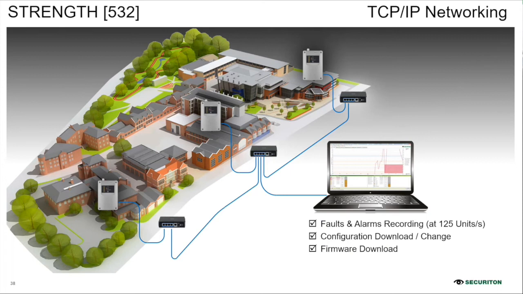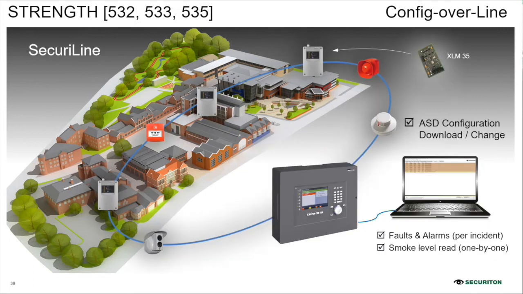Through TCP/IP, you can network 250 units. Configuration over line is also possible through our SecuriLine configuration. So if you are using a Securiton fire alarm panel, you can connect the aspirating smoke detector directly on the loop. You will program and even control the aspirating smoke detection from the fire alarm panel itself. So there are various possibilities.